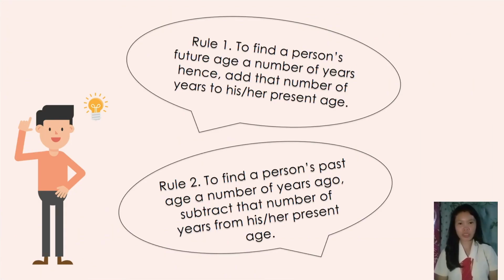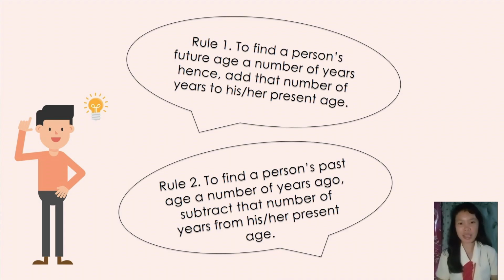Rule number 1, to find a person's future age a number of years hence, add that number of years to his or her present age. Rule number 2, to find a person's past age a number of years ago, subtract that number of years from his or her present age. So the rule simply says that in order to find a person's future age, you need to add. And in order to find a person's past age, we need to subtract.